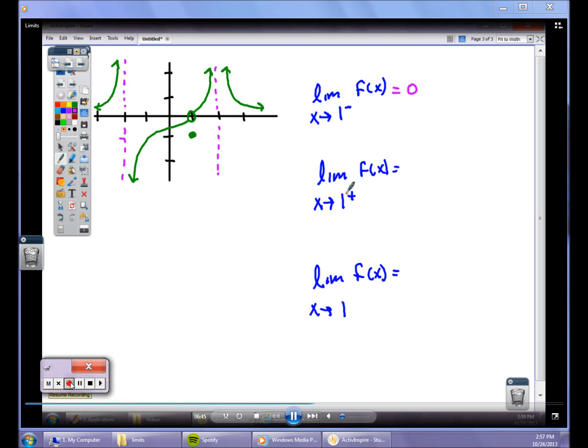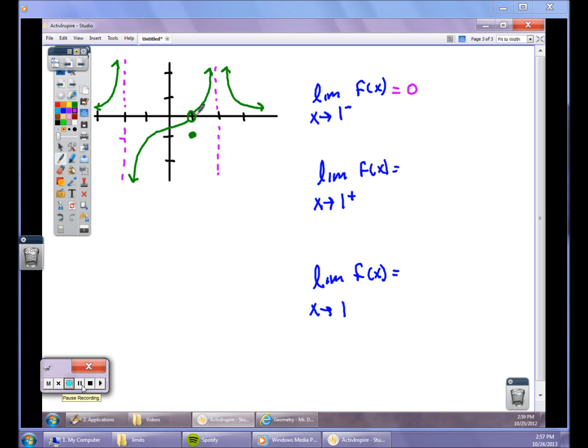The limit as x goes to 1 from the right-hand side approaches the same hole. I'm never getting to the hole, I'm just approaching it, so I still have the value of 0. The left-hand limit is the same as the right-hand limit. So I can say the limit as x approaches 1 of f of x equals 0.